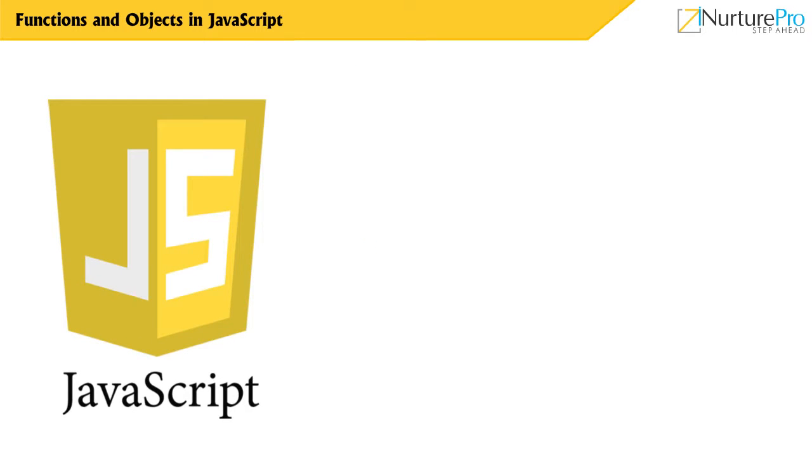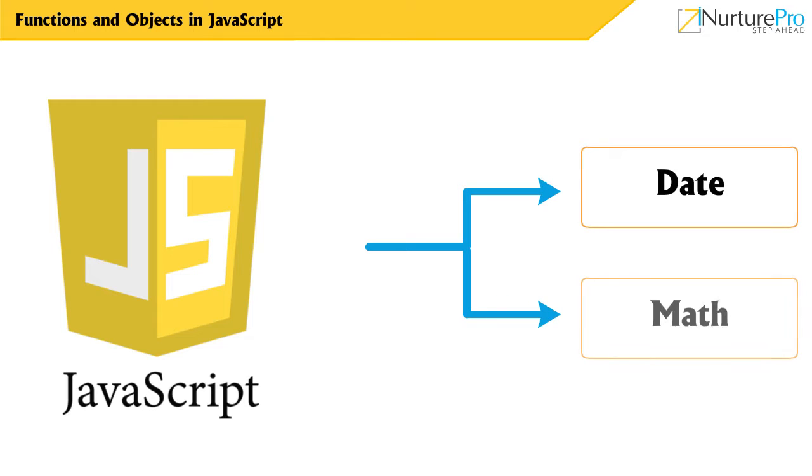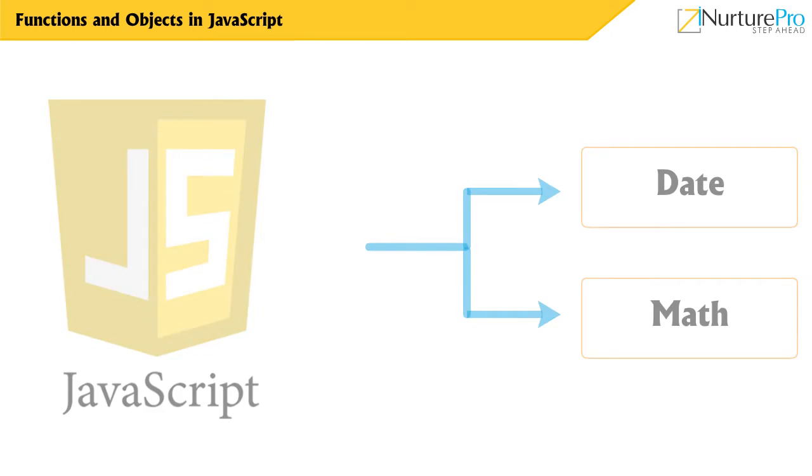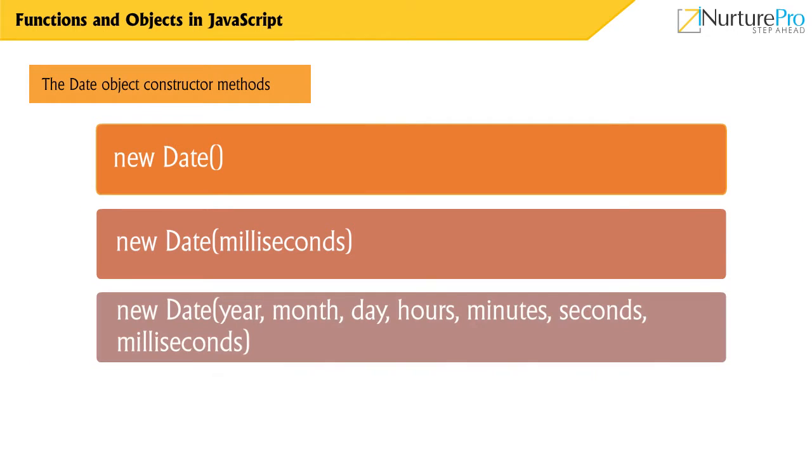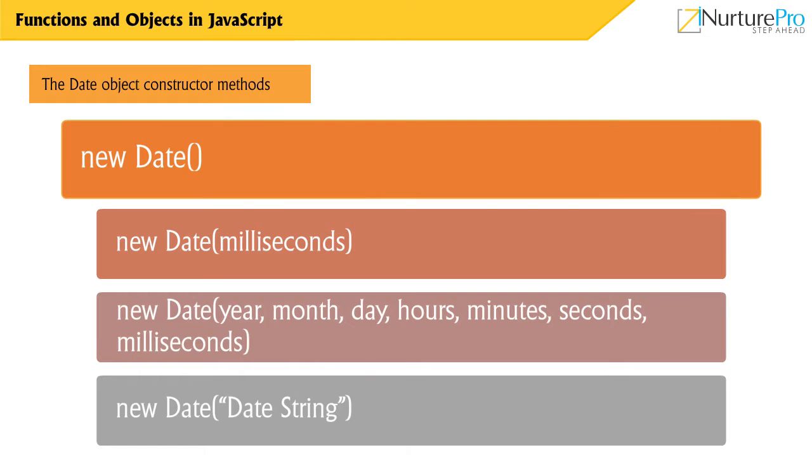The JavaScript language has built-in objects like Date and Math. These built-in objects allow us to perform operations easily. The Date object constructor methods: new Date(). This constructor creates a Date object representing the current date or time.